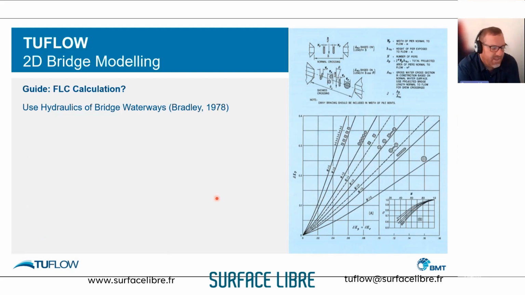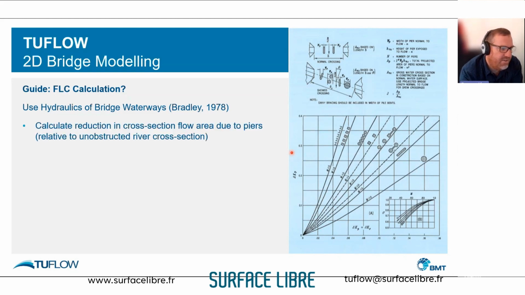Where do we get the form loss coefficient from in terms of the pier losses? That's usually taken from that Hydraulics of Bridge Waterways document. Like I said, this is a commonly used approach for 1D modeling.